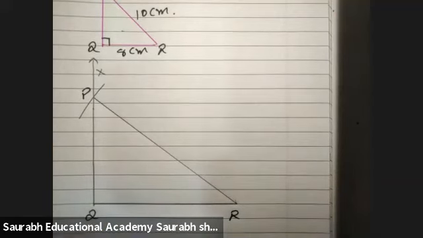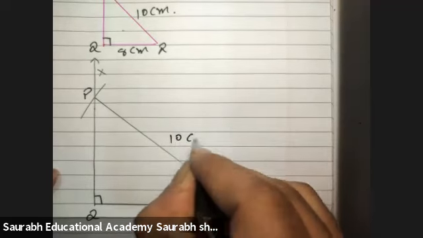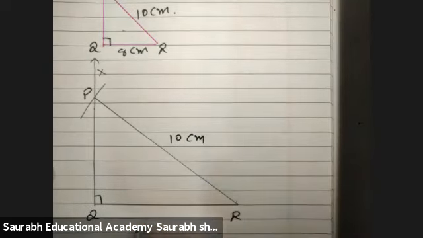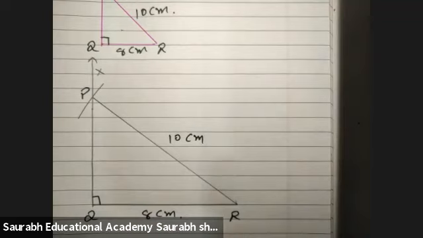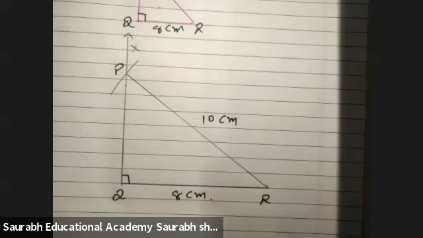So this is your required triangle with required measurement 10 centimeter PR and 8 centimeter QR. Clear everyone? Yes, sir. Okay. Now we'll write the steps also.